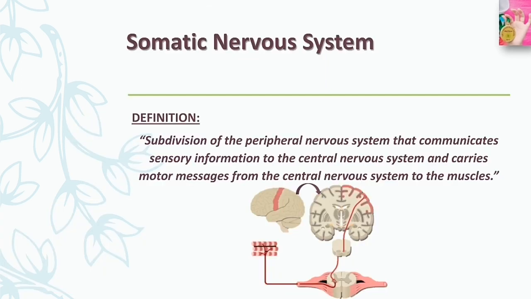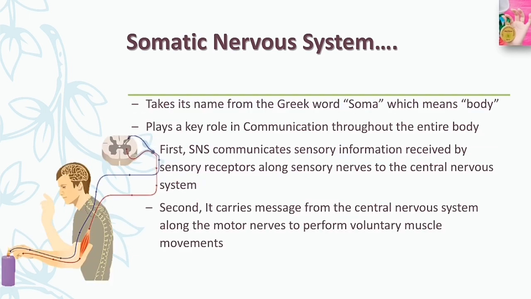The somatic nervous system is the subdivision of the peripheral nervous system that communicates sensory information to the central nervous system and carries motor messages from the central nervous system to the muscles. It takes its name from the Greek word soma, which means body, and it plays a key role in communication throughout the entire body.